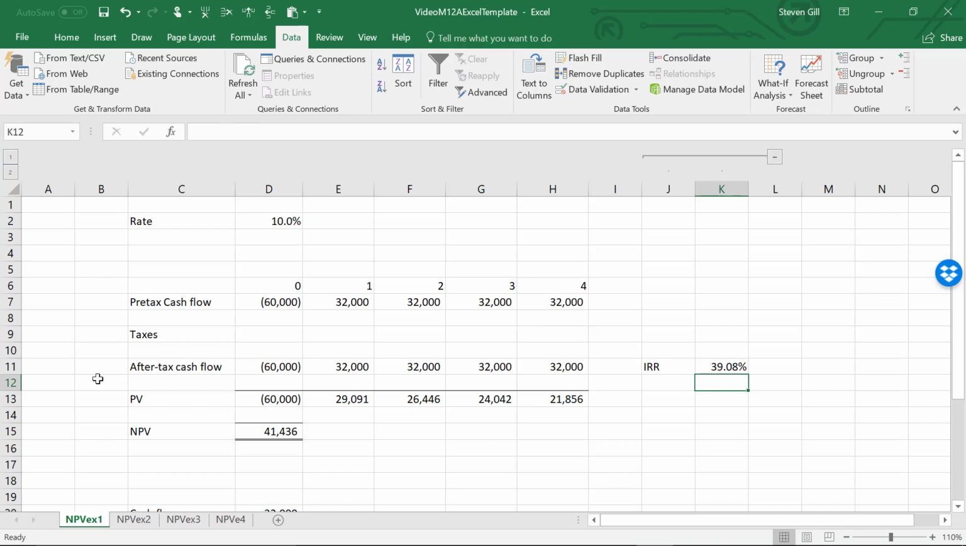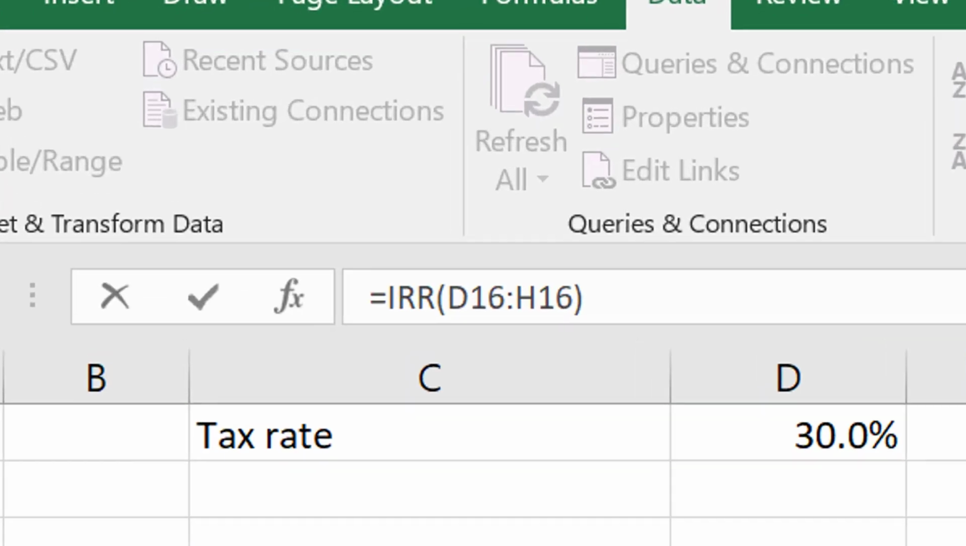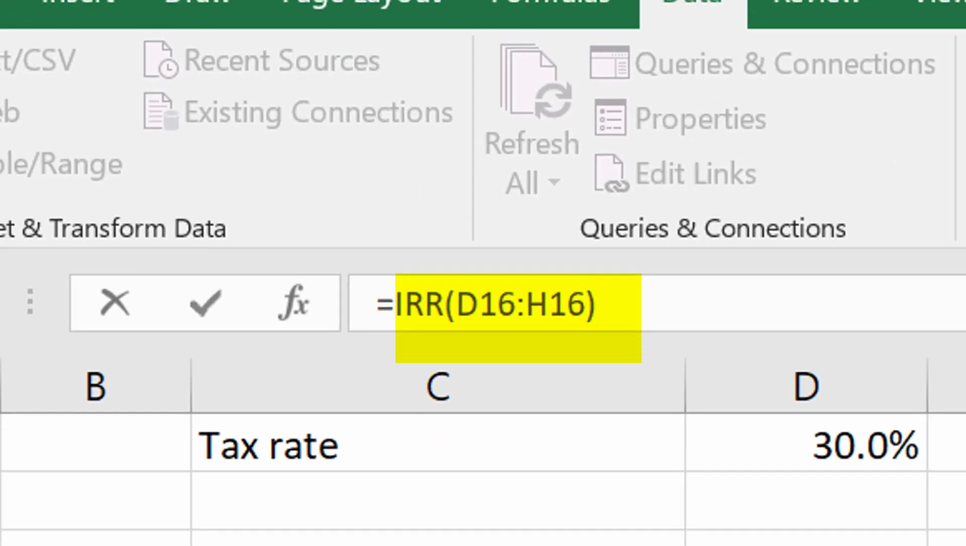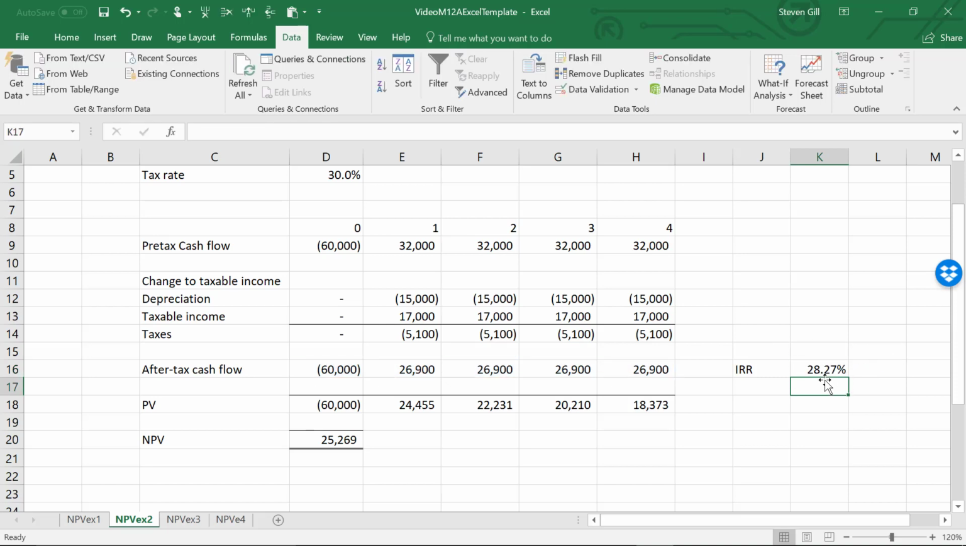Not too bad. So now that we know how to calculate internal rate of return, it's a simple matter to do it in the second version, right? Again, if I show you the formula, you can see I am picking up the after-tax cash flows. The internal rate of return is automatically calculated as 28.27. So you can see the taxes chew apart a little bit of my internal rate of return, and we talked about that during the tax module. Okay, let's go back to PowerPoint and do our next iteration.